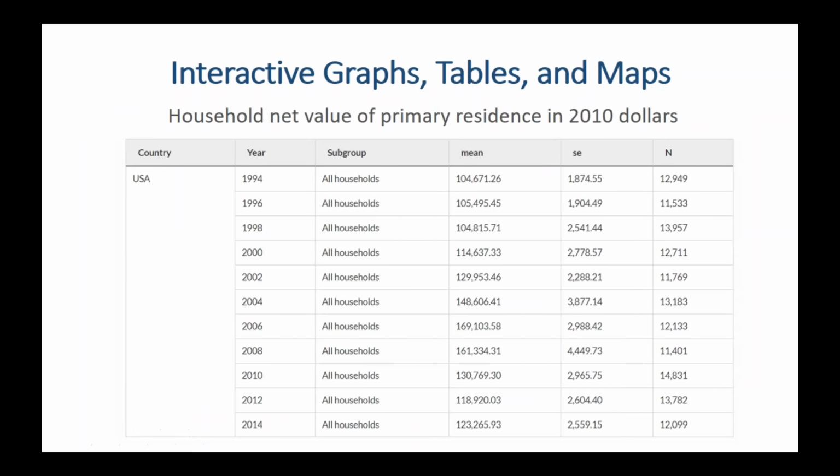And as I mentioned, we also have tables. So this is household net value of primary residence. Anytime that you produce an estimate for different years that has financial variables, everything is already inflation adjusted. So everything that's shown is in 2010 dollars here. And this is the value of the primary residence, so the value of the house minus the value of the mortgage, right? That's the net value. And one of the things that you can see here as we look over different years is the effect of the housing crisis here in the United States.